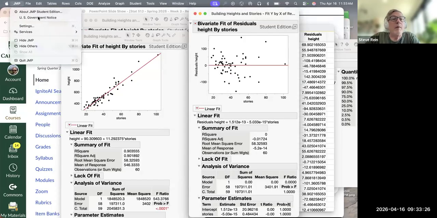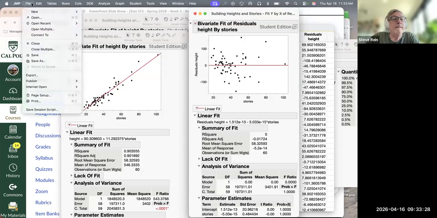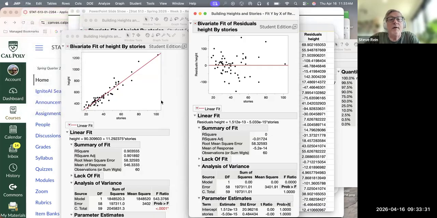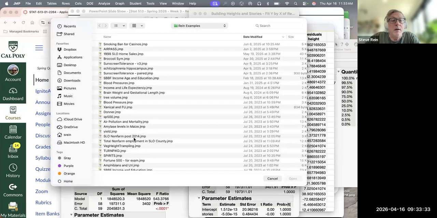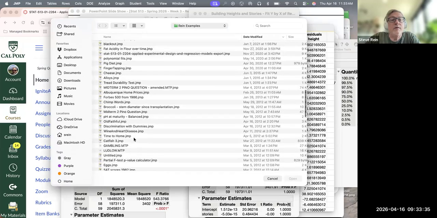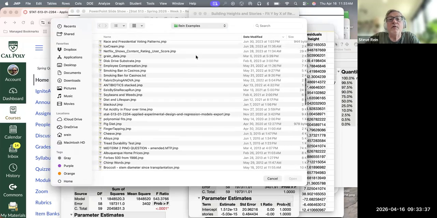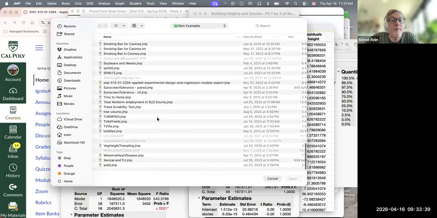What is the JMP window that I want? I'm just going to open a file. Okay, W for wine consumption, and that's not even sorted alphabetically. There we go.